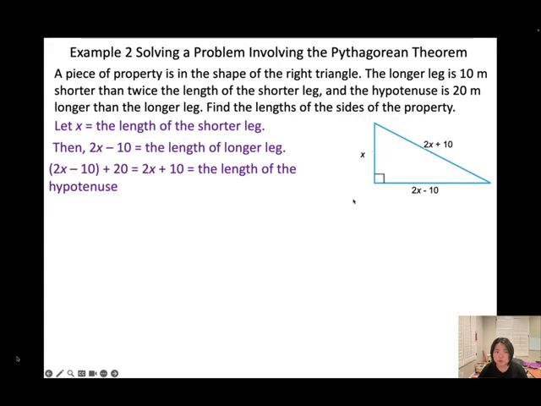So now we do have all the information. We're going to put it into the triangle: the x, the shorter leg, the longer leg, and then the hypotenuse. Then we apply the Pythagorean theorem, a squared plus b squared equals c squared. Plug it in.